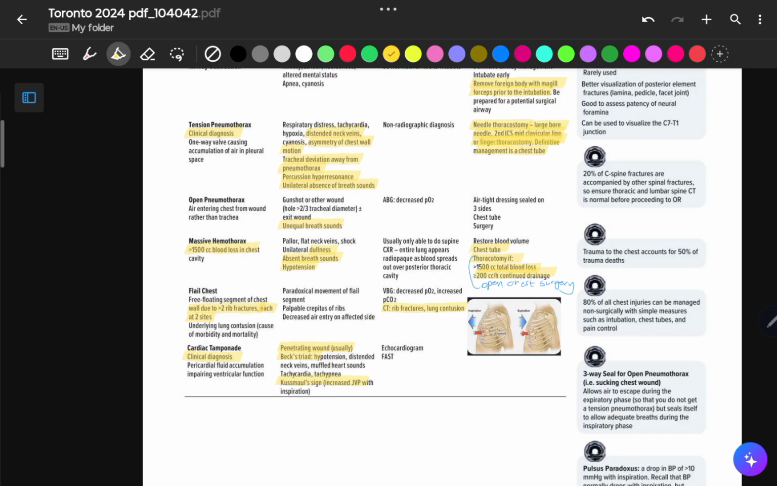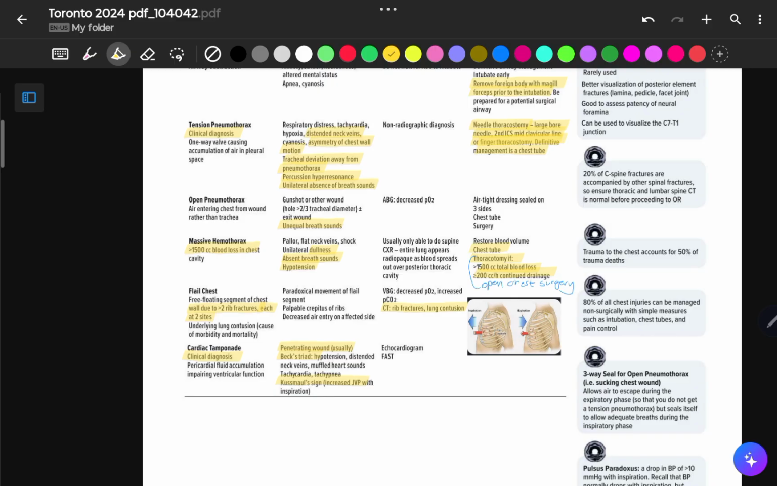So this last one is that they can have a cardiac tamponade. This is one of the emergencies found in primary surveys. It's also a clinical diagnosis. Cardiac tamponade is a clinical diagnosis, and usually is due to pericardial fluid accumulation, the accumulation of fluid in the pericardium, and it's impairing the ventricular function.